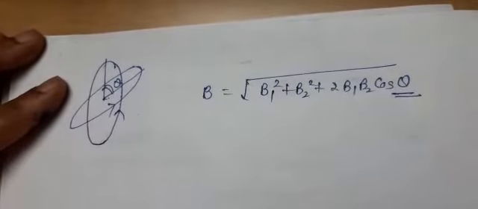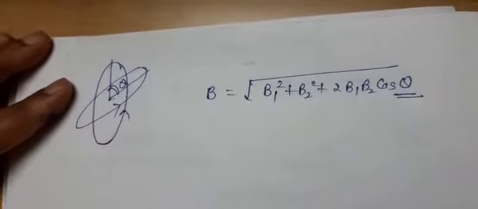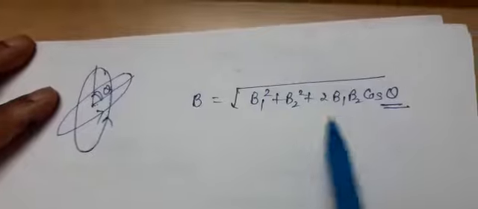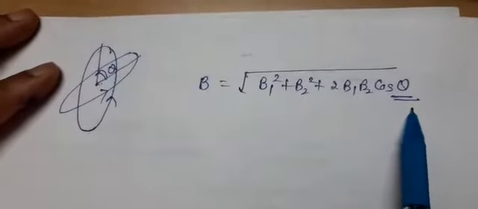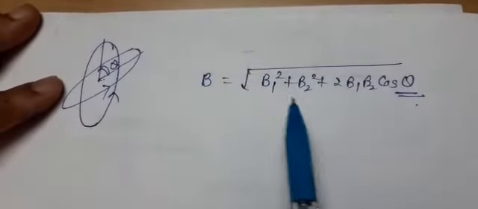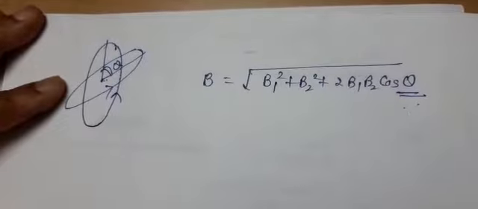So in the initial case, the angle was given to be pi by 2, so there was no need to introduce this factor, this was 0. But if the angle is other than 90 degrees, you can simplify it by this result.